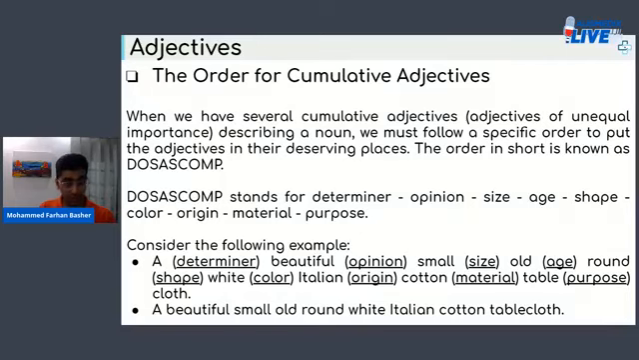Old, and then you come up with the shape of the object, which in this case is round. Then you come up with the color of the object, which in this case is white. Then you come up with the origin of the object, which in this case is Italian. And then you come up with the material of the object, which in this case is cotton. And then you come up with the purpose of the object. Why is the object used, or for which purpose is the object used? This is a tablecloth, so this cloth is actually put on a table, so it's a tablecloth. So purpose is put immediately before the noun. So you have a beautiful, small, old, round, white Italian cotton tablecloth. Okay? All right?